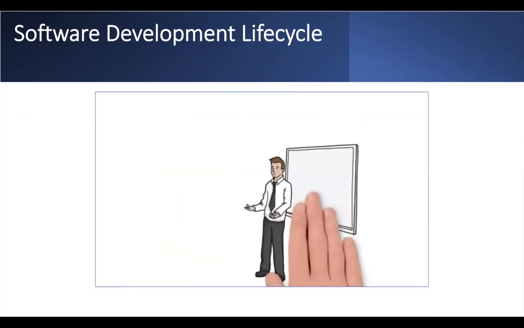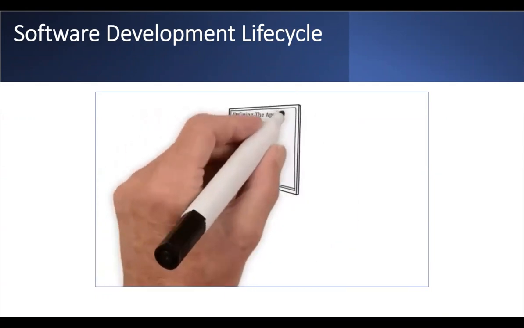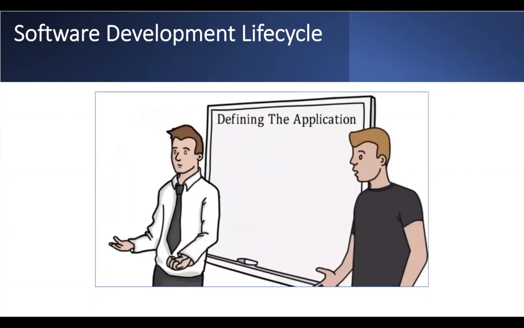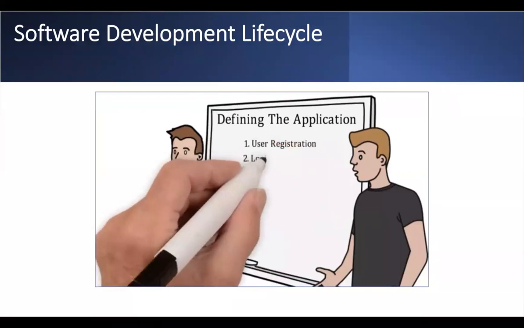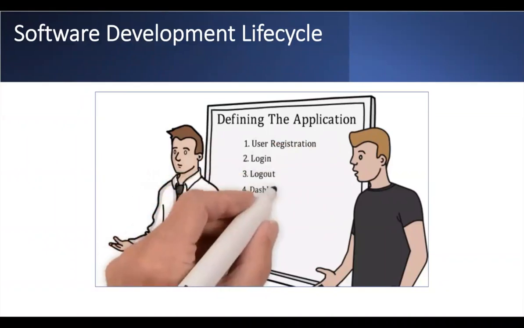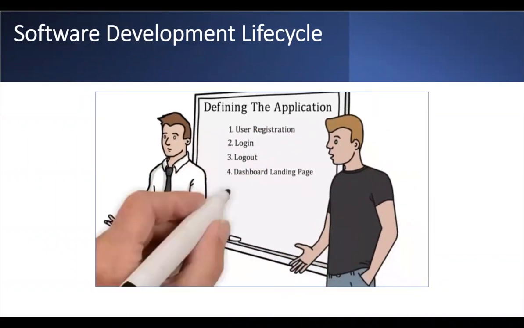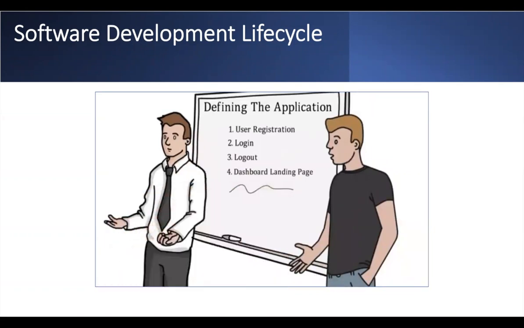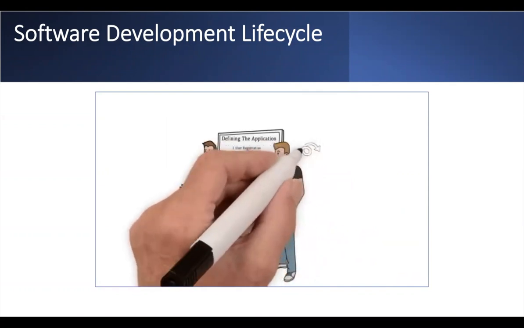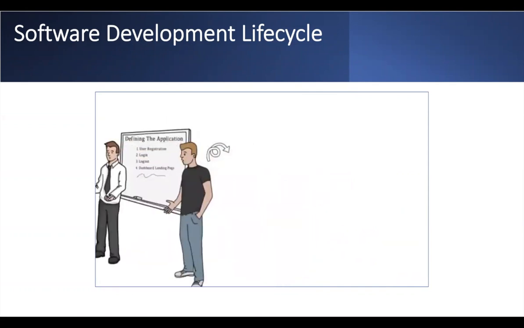Together, the customer and the product owner will outline the requirements of the application. Let's imagine that the requirements that they've both agreed upon are as follows. 1, user registration. 2, login. 3, log out. 4, the dashboard landing page, and so on and so forth. Throughout this course, we'll be running multiple iterations of the SDLC to which new requirements and new features will be added.